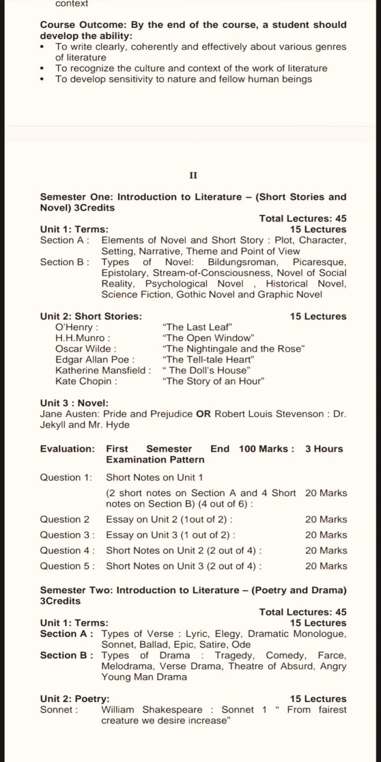Now we are going to see the short stories. In Unit 2 we have six short stories. I am just going to tell you: O. Henry's The Last Leaf, H.H. Munro's The Open Window, Oscar Wilde's The Nightingale and the Rose, Edgar Allan Poe's The Tell-Tale Heart, Katherine Mansfield's The Doll's House, and Kate Chopin's The Story of an Hour.